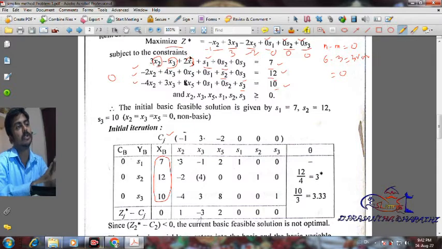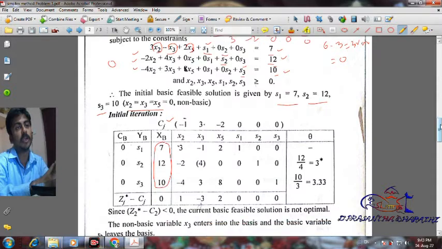Why are we taking these three as 0 and not s1, s2, s3? Because if we took s1, s2, s3 as 0, the purpose of adding them to make the inequality an equal sign would fail. So we give more preference to making x zero than s. That is the reason. So we get s1 = 7, s2 = 12 and s3 = 10 as the basic variables, and the remaining x2, x3 and x5 are all equal to 0 and are called non-basic variables.